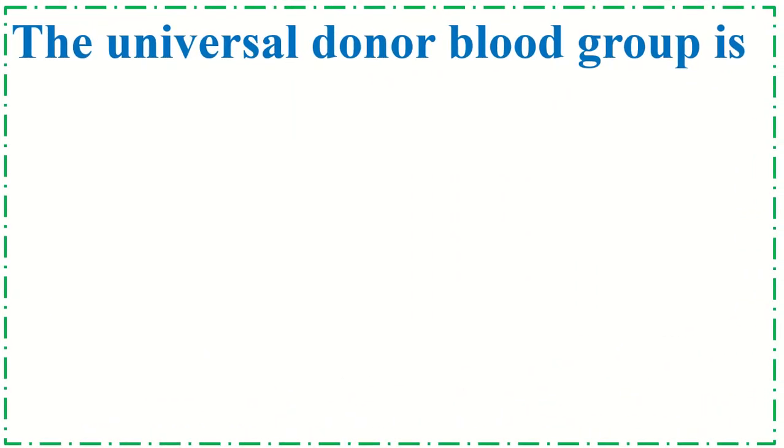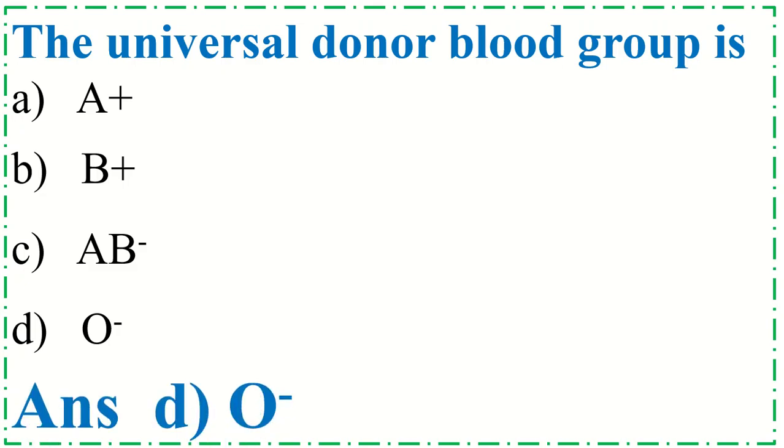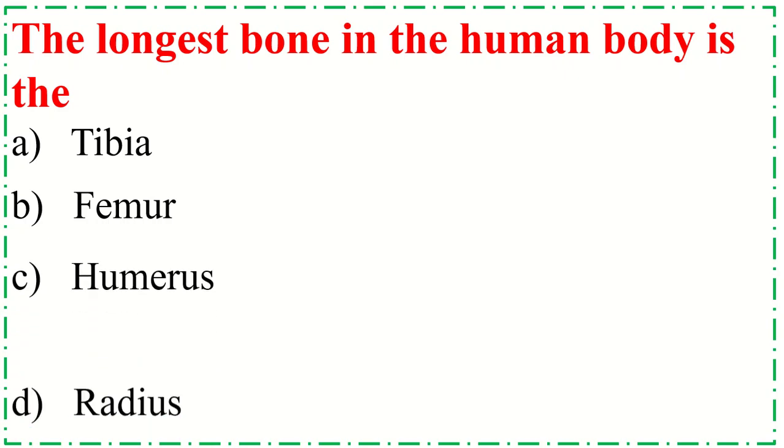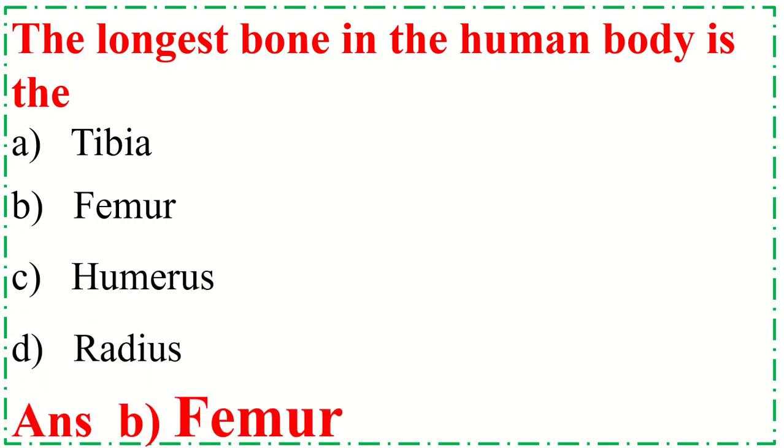The universal donor blood group is option A A positive, B B positive, C AB negative, D O negative. Correct option is D O negative. The longest bone in the human body is option A tibia, B femur, C humerus, D radius. Correct option is B femur.